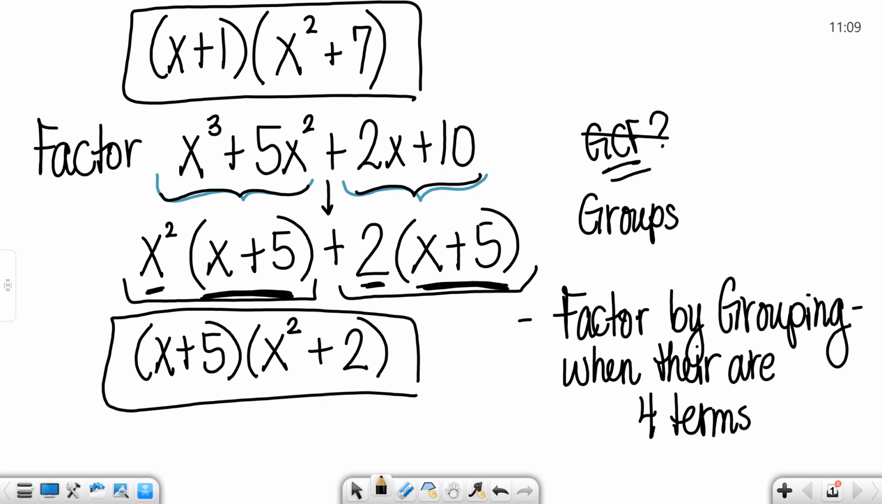Notice in our original problem, there were 4 terms. X cubed plus 5x squared plus 2x plus 10. We use factor by grouping when there are 4 terms. All right, so let's try another one.